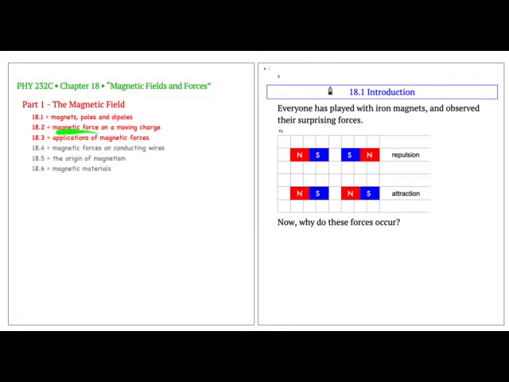So let's start with an introduction. I suppose everyone has played with iron magnets and observed their surprising forces. If you have 2 bar magnets and you orient them south pole to south pole, there is a repulsive force. There's a repulsion. Or north pole to north pole. But if they're oriented south pole to north pole, then there's an attraction. So why do these forces occur?